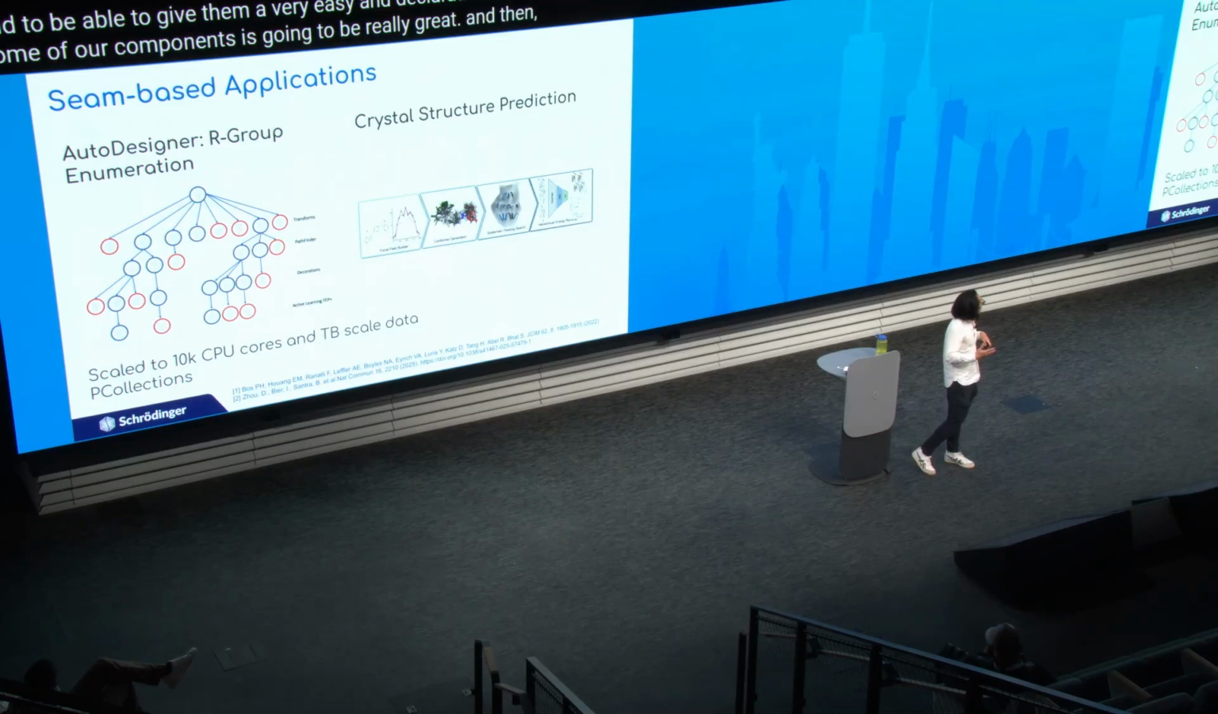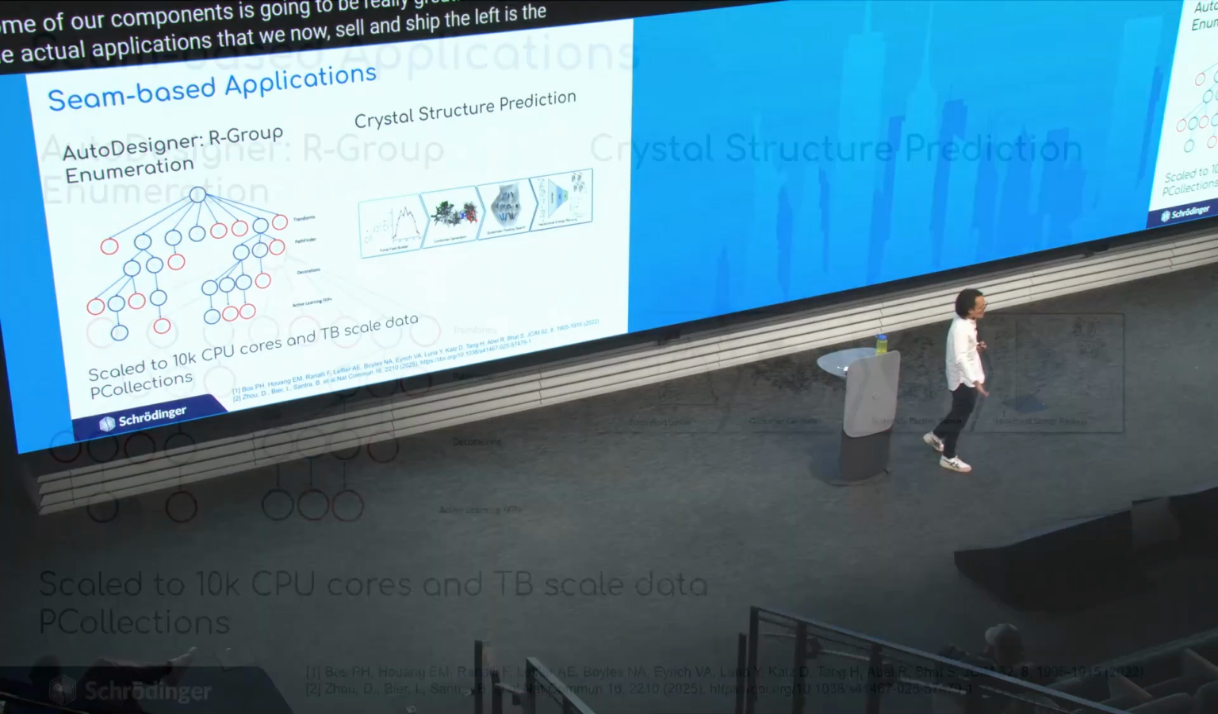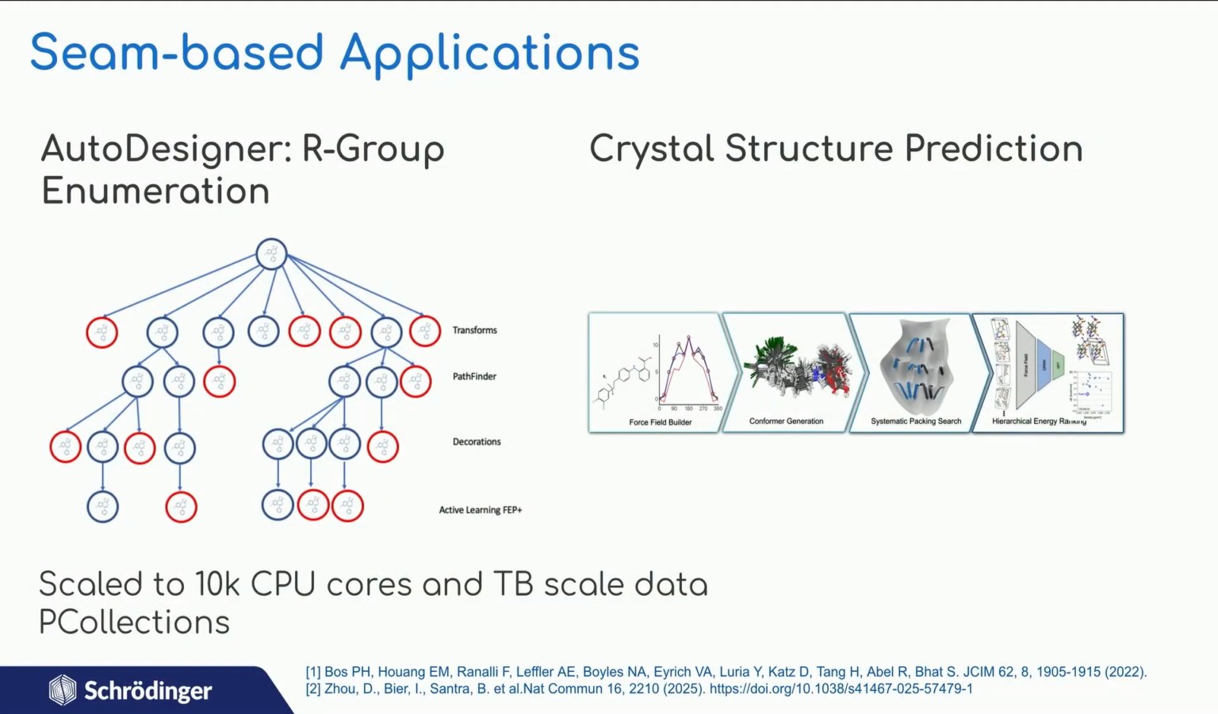And then a couple of the actual applications that we now sell and ship. The left is the application that I work on, AutoDesigner. So AutoDesigner was our first application. It's a workflow for exploring chemical space given a compound where you want to vary a particular R group. So maybe one R group could fit a little bit better in the pocket of a protein, and you want to see what other possibilities there are.